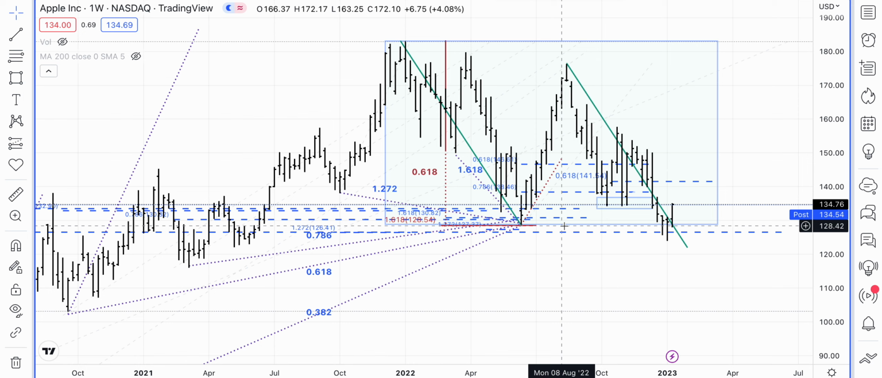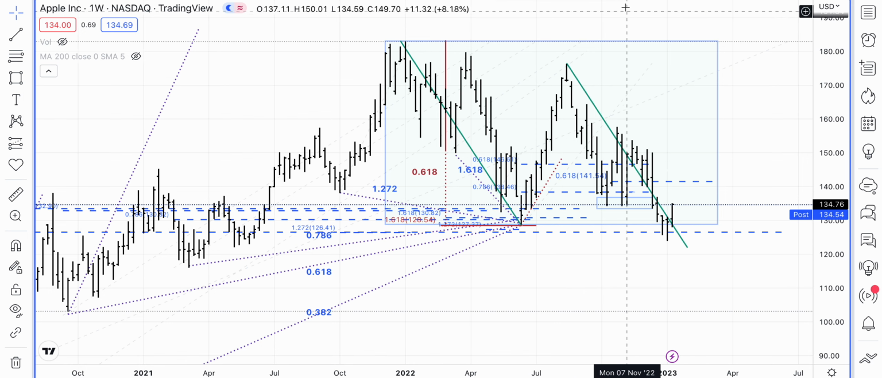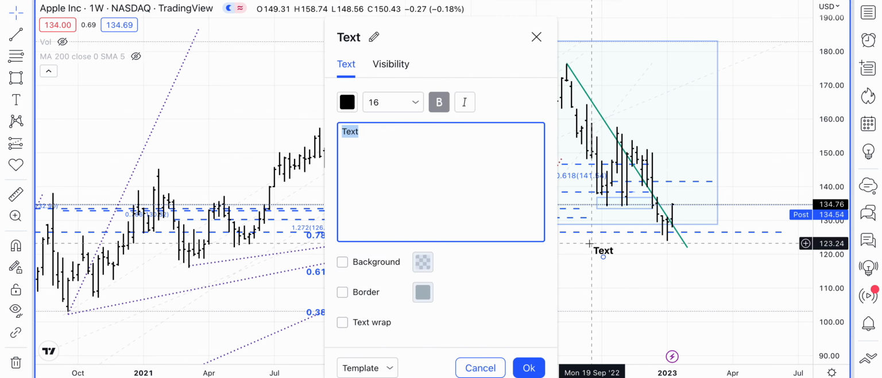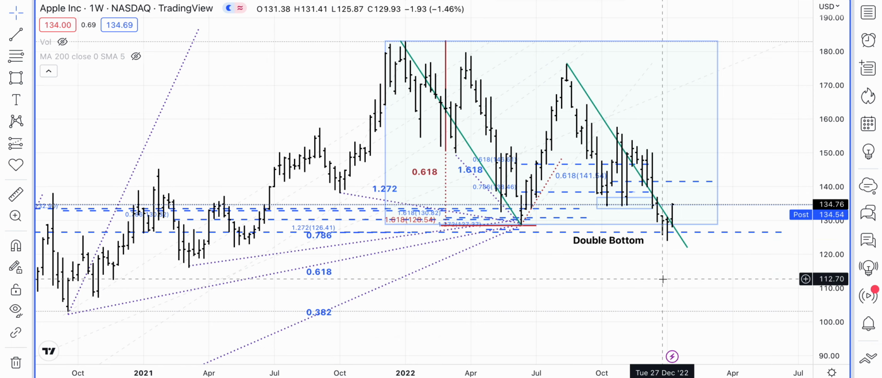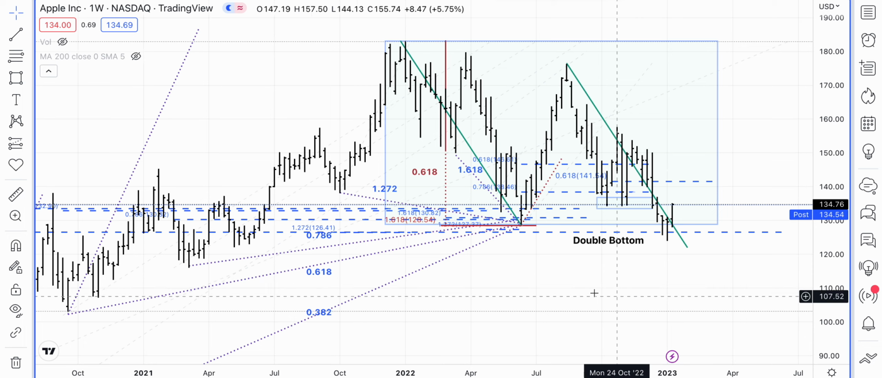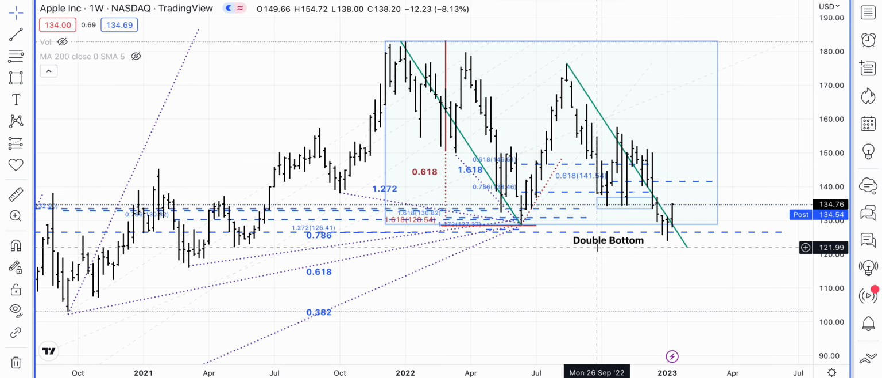So you can think of this as actually a double bottom. So essentially what this is, a double bottom in my books. Okay, so very rarely do we get perfect double bottoms and double tops, but this one is close enough, and in my books this is actually a double bottom.